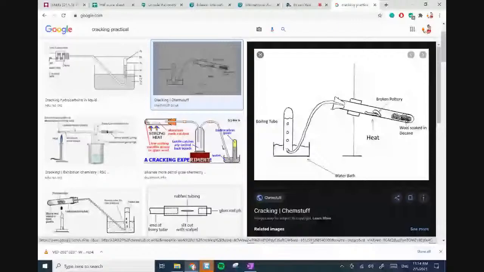Why do we need everything to be hot? Because we need activation energy. We're breaking covalent bonds here, guys, and covalent bonds are hard, right? Yeah. So you heat it up, turn it into gas, heat up the catalyst, gas passes over it, cracks over the catalyst, and then you collect all your gases underwater.